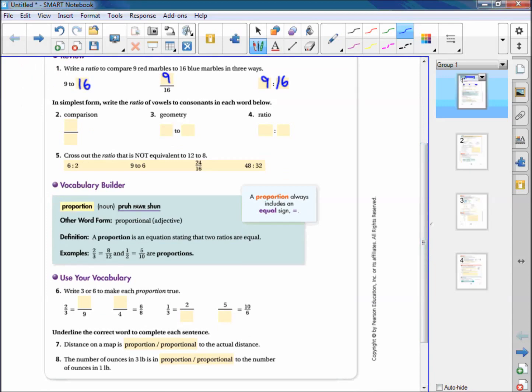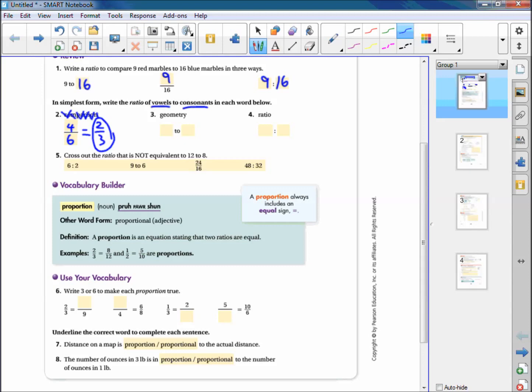Okay, we want to write the ratio of the vowels to the consonants. So the vowels are A, E, I, O, U. So in this case, there's 1, 2, 3, 4 vowels, and 1, 2, 3, 4, 5, 6 consonants. So if we reduce that, there's our ratio, 2 to 3.